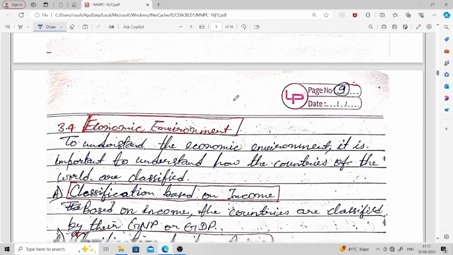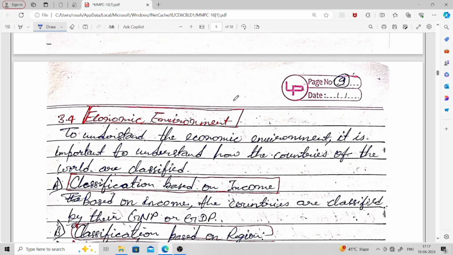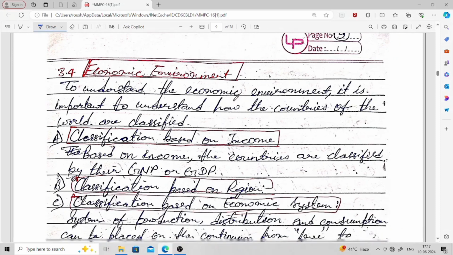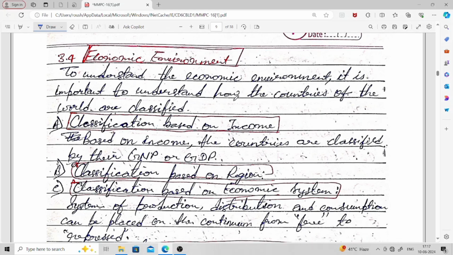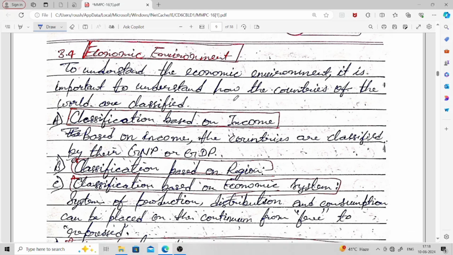The second element of the international business environment is the economic environment. To understand the economic environment, it is important to understand how the countries of the world are classified. If we have to understand the economic environment, then we must understand how all those countries are classified.